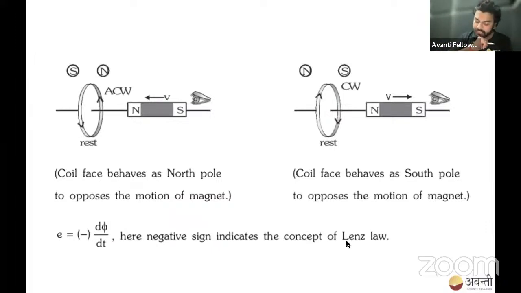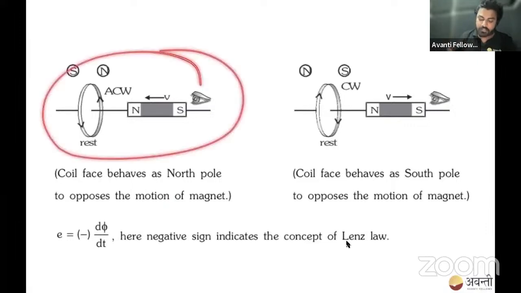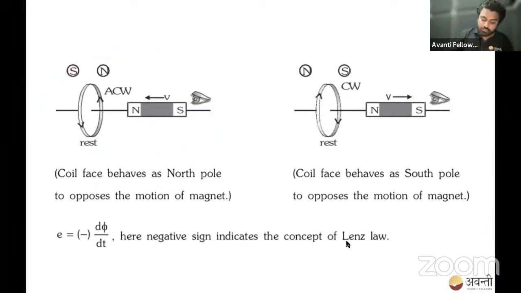So look here again. If I talk about the first diagram, north is going inside, so the right side will create north. It will make north here. And if I extend, you can see the direction of current, which is anti-clockwise. And here will be south. Similarly here, north is going away, so this side will be south to attract the north.